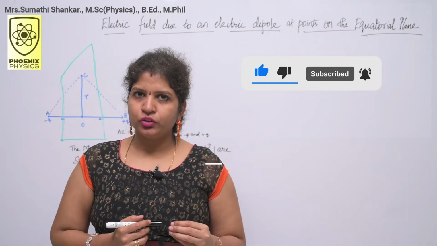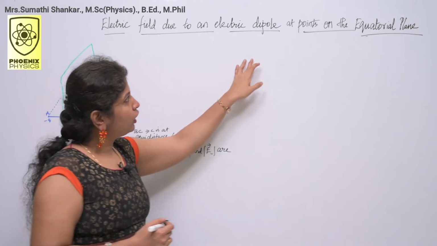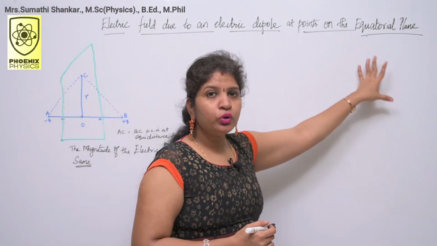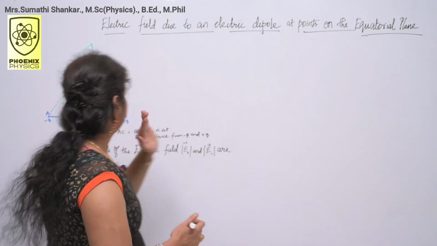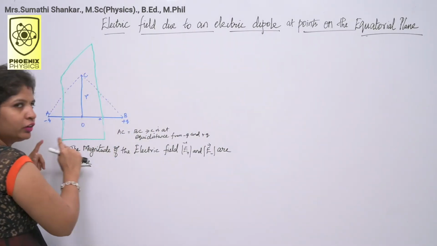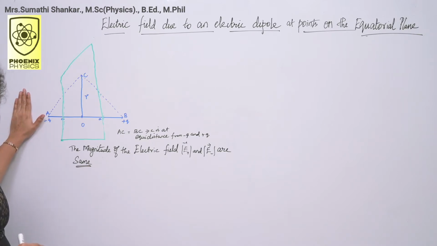Today we are going to learn electric field due to an electric dipole at points on the equatorial plane. What is equatorial plane? The central plane, like this. This green portion is our equatorial plane. So look at the diagram.